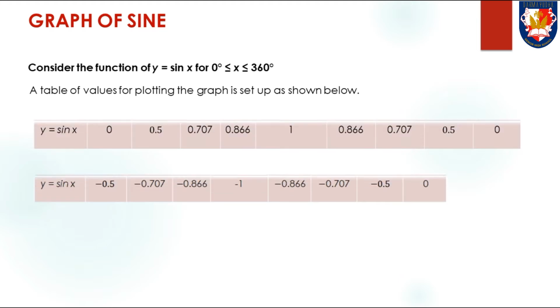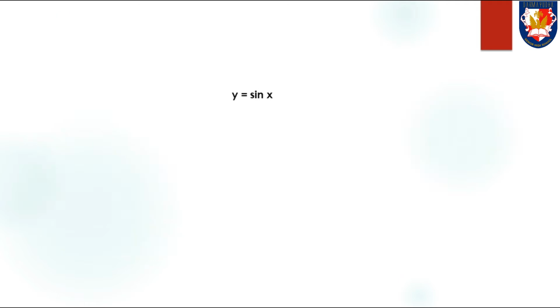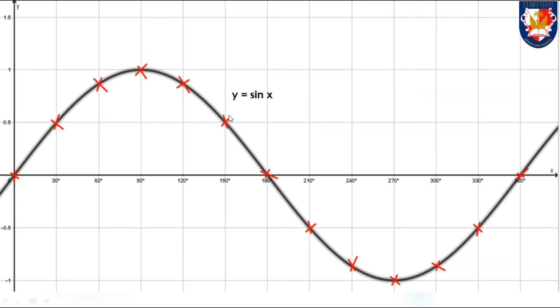So the table will be like this. From 0 degrees until 360 degrees, we will choose the special angles so it is easier to see, and then substitute the corresponding values of x into y. For example, x equals 0 degrees, then the value of y equals 0, and we will use this sign as the corresponding x, y. This is the graph of y equals sine x.